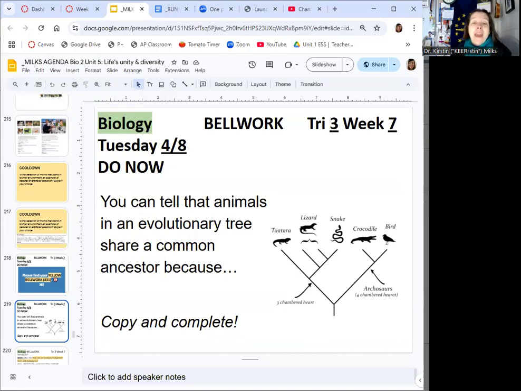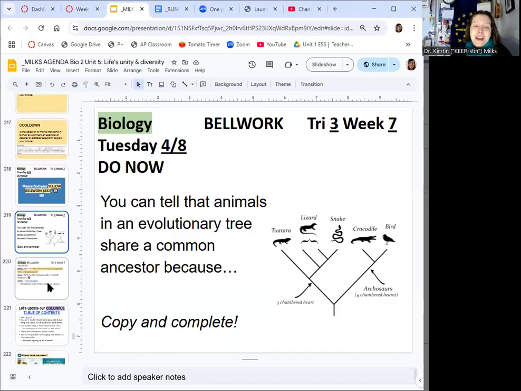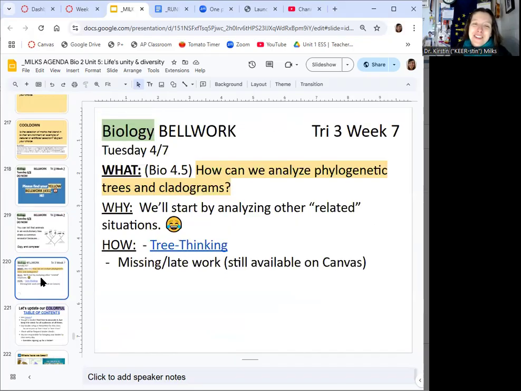Hey, these are some animals in an evolutionary tree. There are all kinds of things that we can draw these relatedness trees for, but you can tell that they share a common ancestor because they all come off the same branch. This species here was the last common ancestor, and then as things moved upward, you see that difference. So you can tell that animals in an evolutionary tree share a common ancestor because they all branch off the same part of the tree.